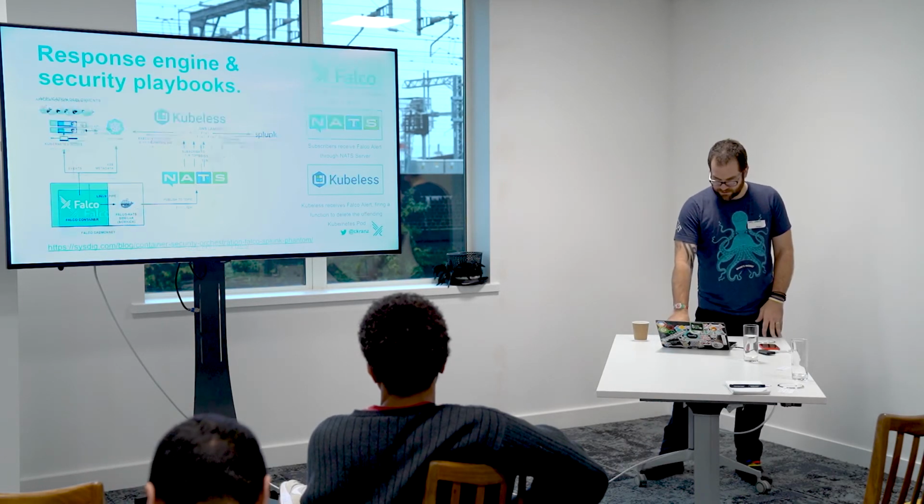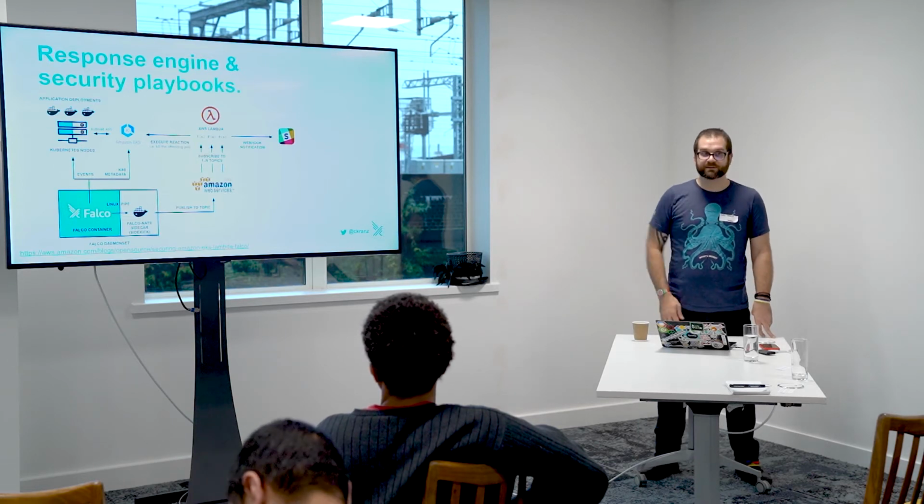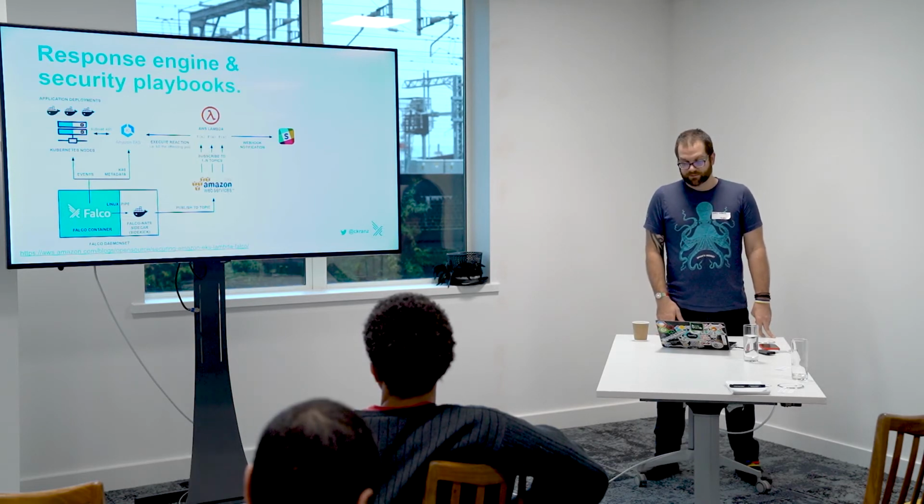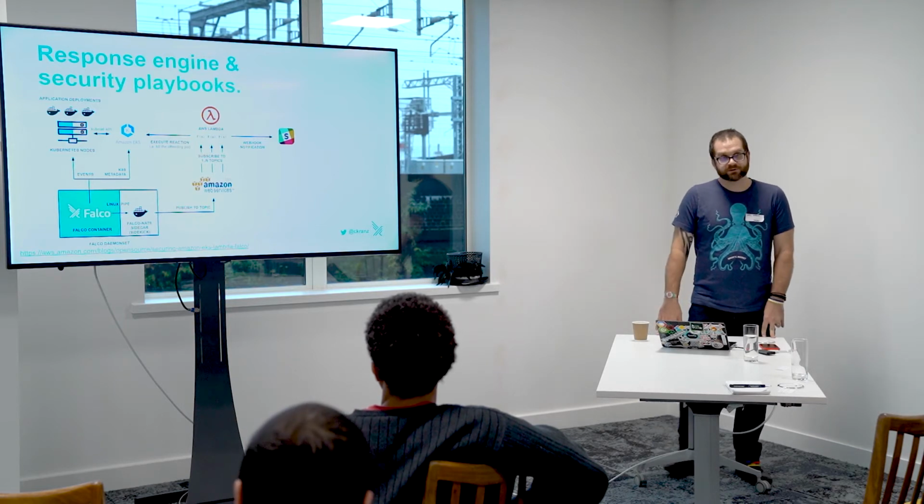Exactly the same, but using Amazon services. So now we're dropping in SNS to replace NATS, and we're using Lambda to replace Kubeless.